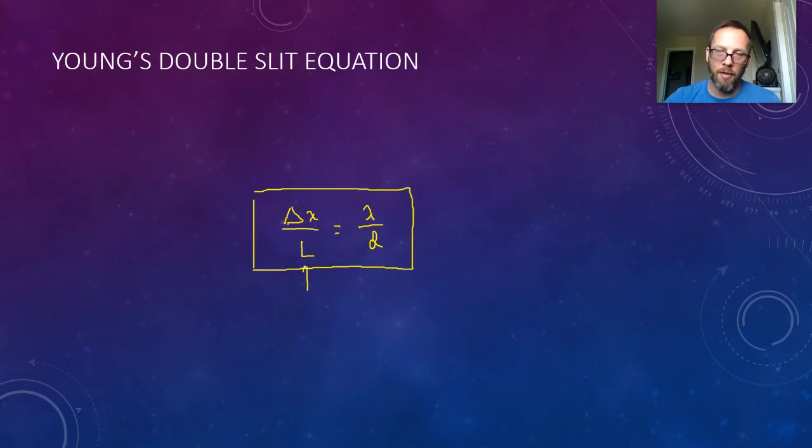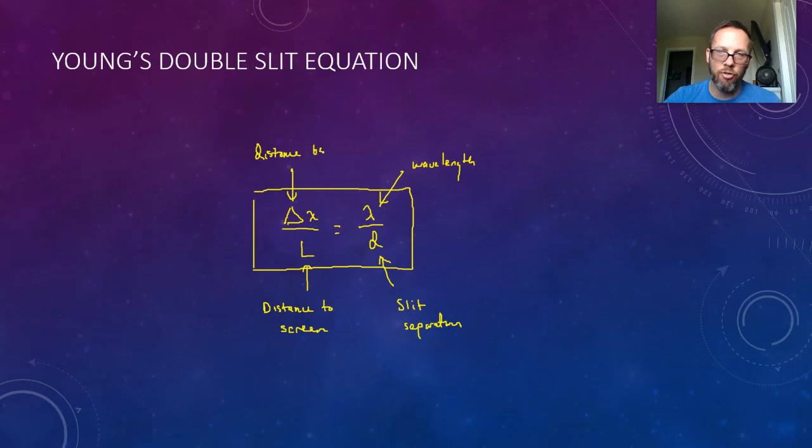And let's reemphasize, L is the distance to the screen. D is the slit separation. Lambda is the wavelength. And delta X is the distance between fringes.